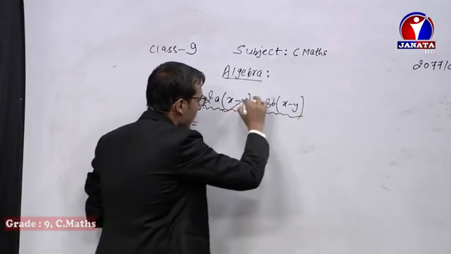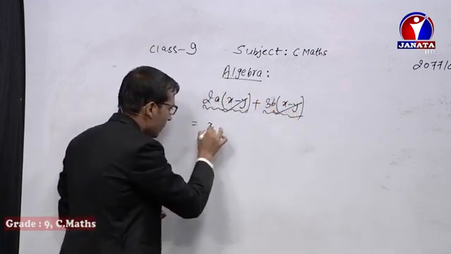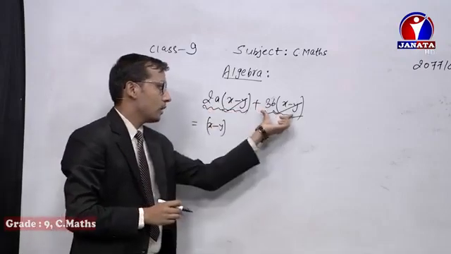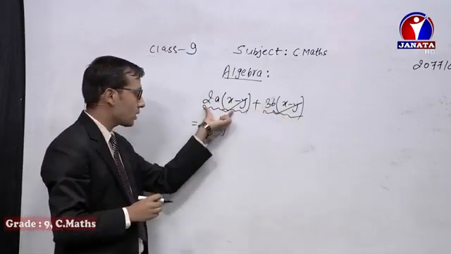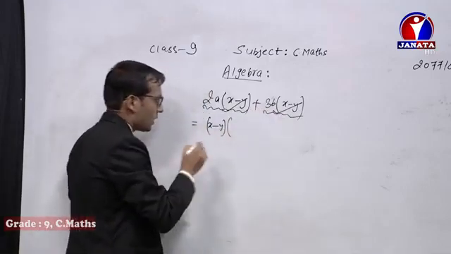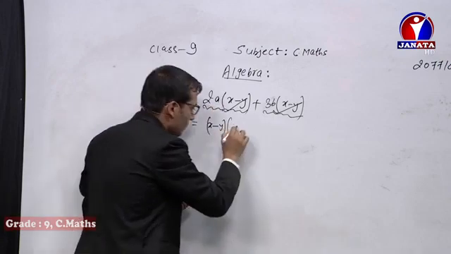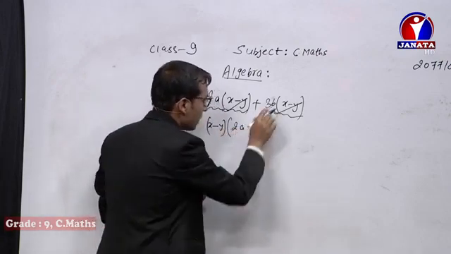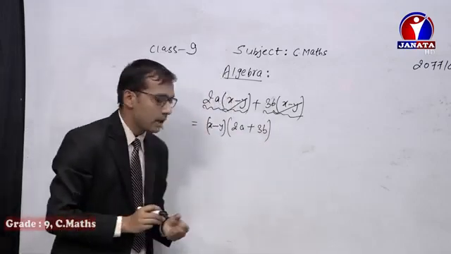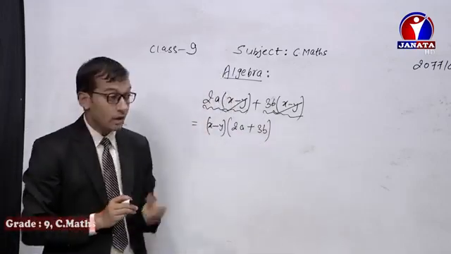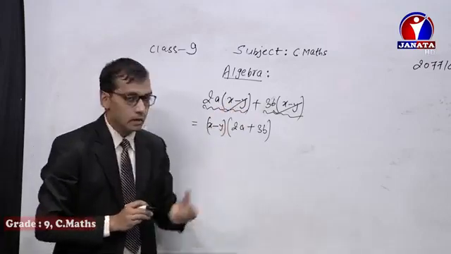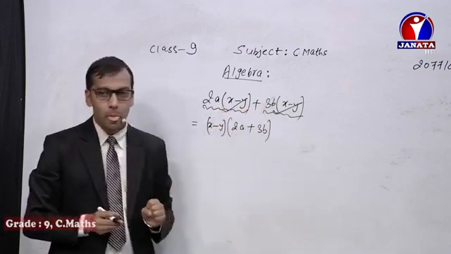So if we take x minus y common, x minus y is the common factor from the first and second term. Now what are the terms left? In the first term, 2a plus, as it is, 3b. So this is a simple example where this expression has a common factor in each of its terms. So x minus y is the common factor.